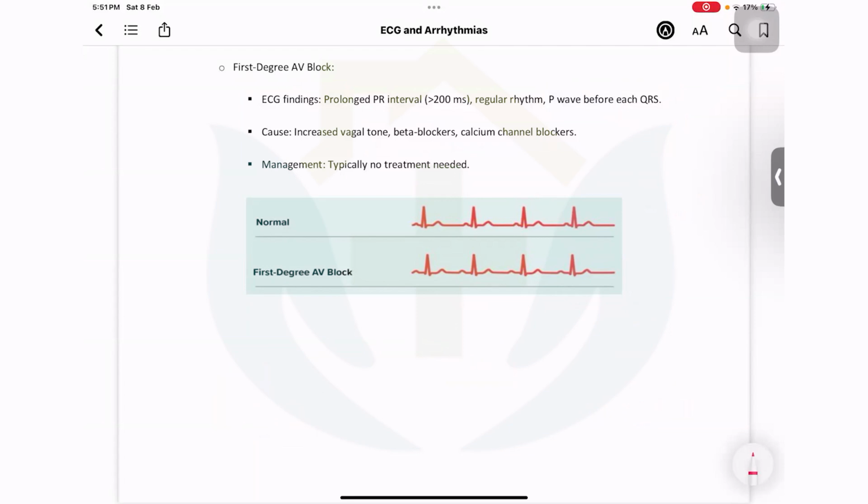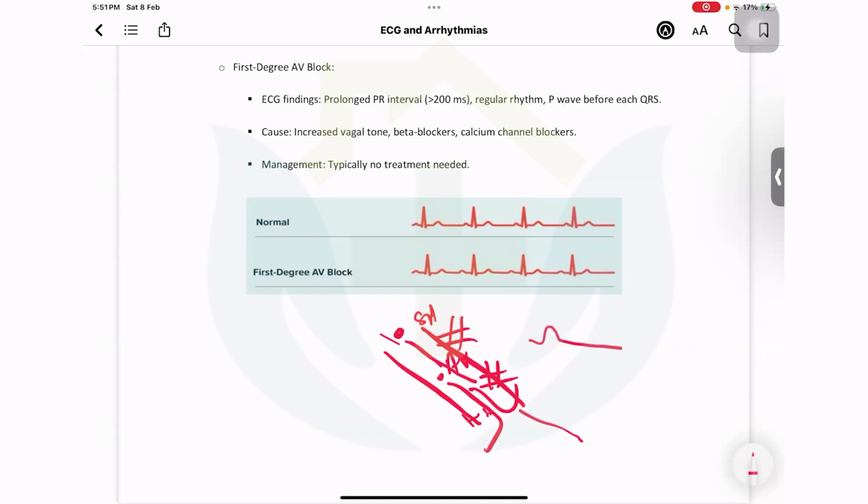Yeah. So now coming to the blocks. So block is when the normal SA node, AV node, His bundle, there is some block somewhere. So the road is blocked. So the flow of the wave is blocked. So what happens is, as it gets slow, the PR interval becomes prolonged. So the PR will be prolonged.